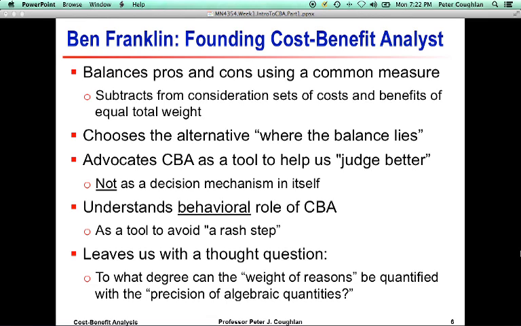Now, the last thing he does is leave us with this question. He suggests that the weight of reasons cannot be analyzed with the precision of algebraic quantities, but that doesn't seem to be a yes or no question, right? It's to what degree can we use a methodology in which we're weighting pros and cons, costs and benefits, to achieve something close to the precision of algebraic quantities. To what degree can we do that? And throughout this course, we will talk about proper ways to do that, particularly when we have things that are non-monetary costs or benefits. So again, here we have Ben Franklin illustrating so many of the key aspects of cost-benefit analysis at the time before the founding of our country.